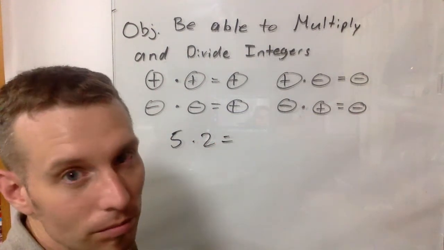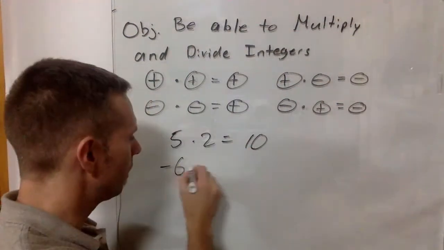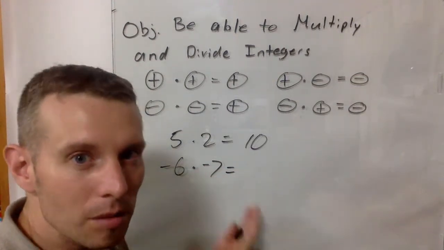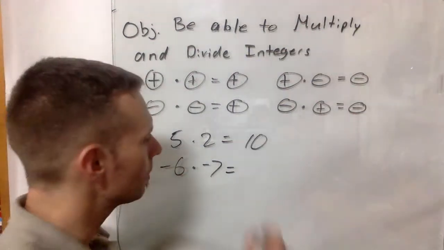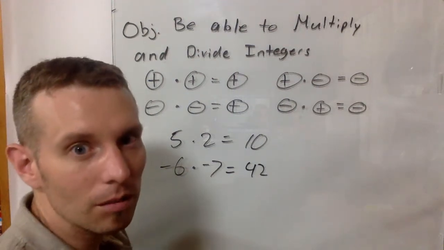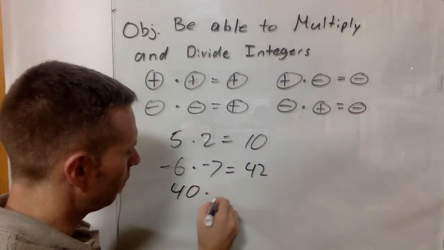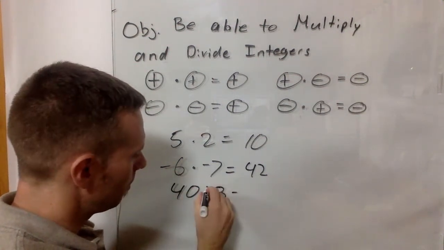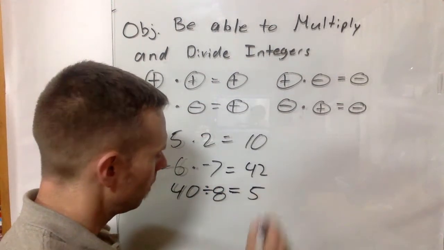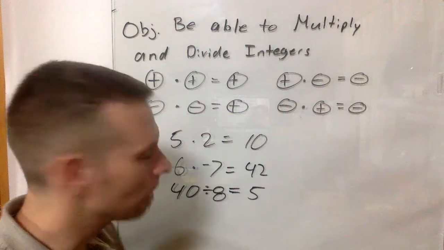5 times 2, 10. Positive times a positive. Okay, here we go. Negative 6 times negative 7, negative times a negative equals a positive. They're both the same sign. That's a positive 42. Same thing for division. 40 divided by 8 equals positive 5. Positive divided by a positive equals a positive.